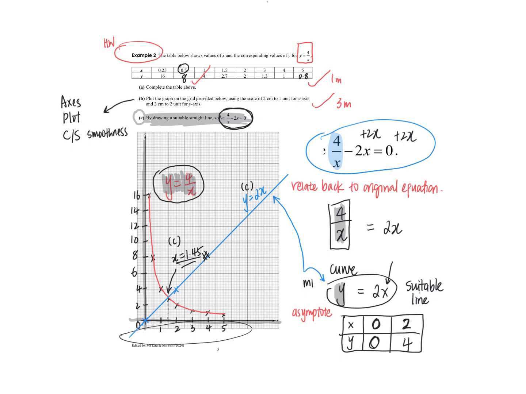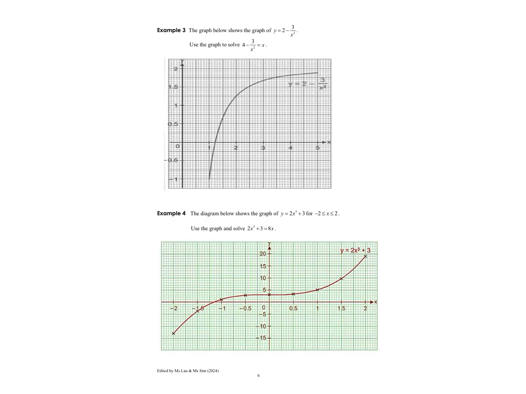Okay, let's do more. If yours is slightly off, like maybe it's 1.4 or 1.5, you will still get the mark. Example 3, example 4. These 3 are homework. Go home.